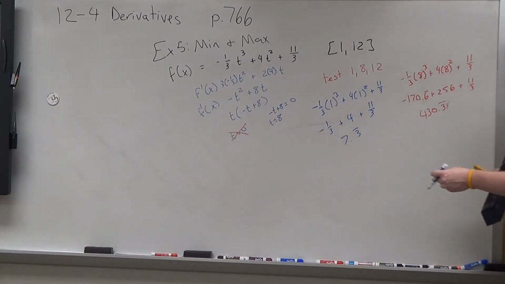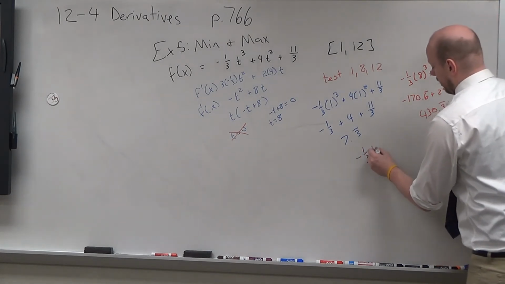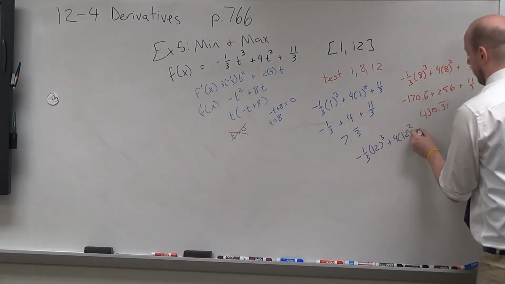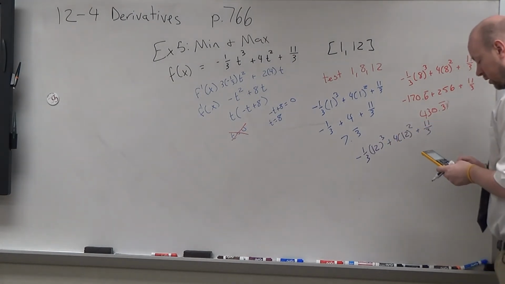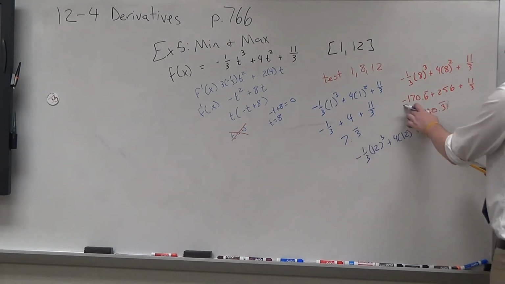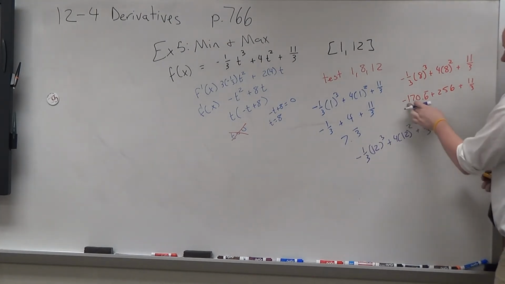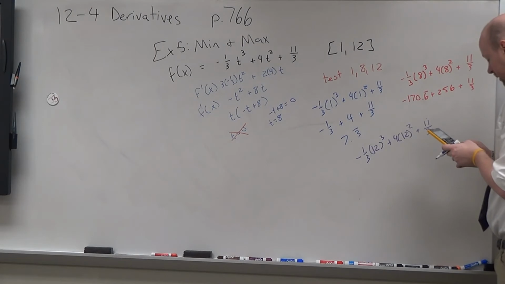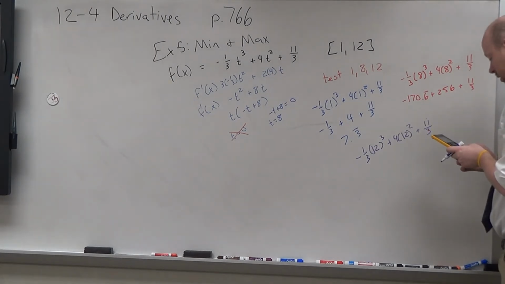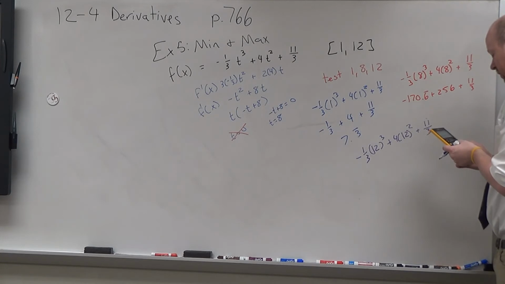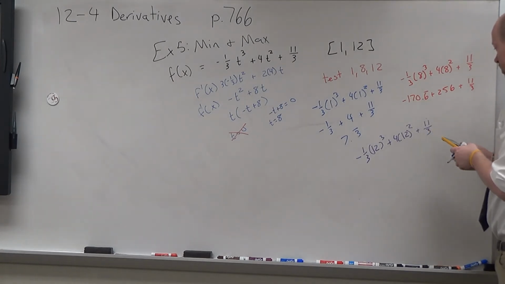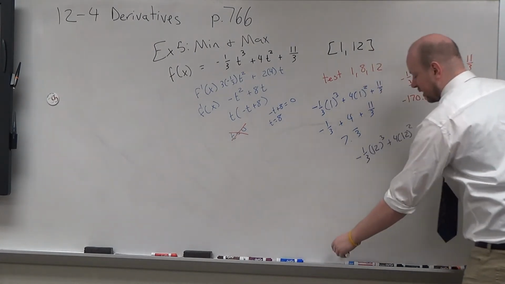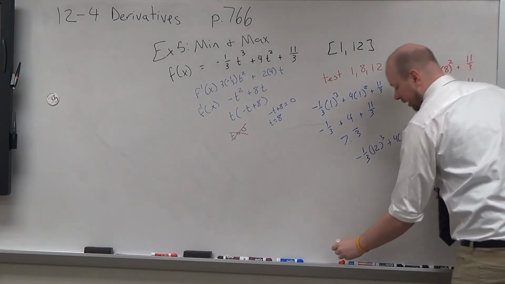We still have to check 12. So negative 1/3 times 12 cubed, plus 4 times the quantity 12 squared, plus 11 over 3. Oh shoot, this is a negative 170, I had positive 170 in my calculator. Let me fix that. So I get 256 plus 11 over 3 minus 170.6 repeating. So I should have gotten 89. I apologize to those who caught that and didn't see it when I did.